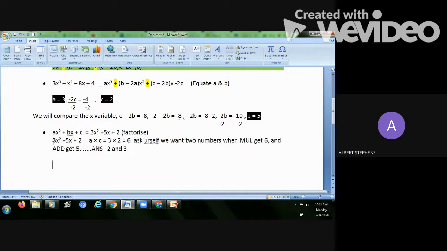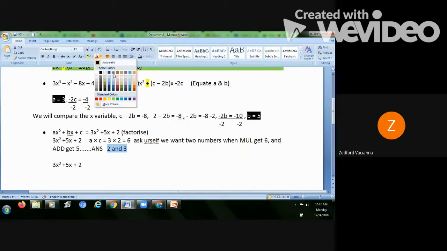It can get complicated, because if you throw in some negatives it can get a little bit crazy sometimes. Everybody following so far? Yes, sir. After you get the two numbers, see the two numbers there? Sir, what about the 5 up here? When you say factorize 3x squared plus 5x plus 2, that 5 there is the middle 5.